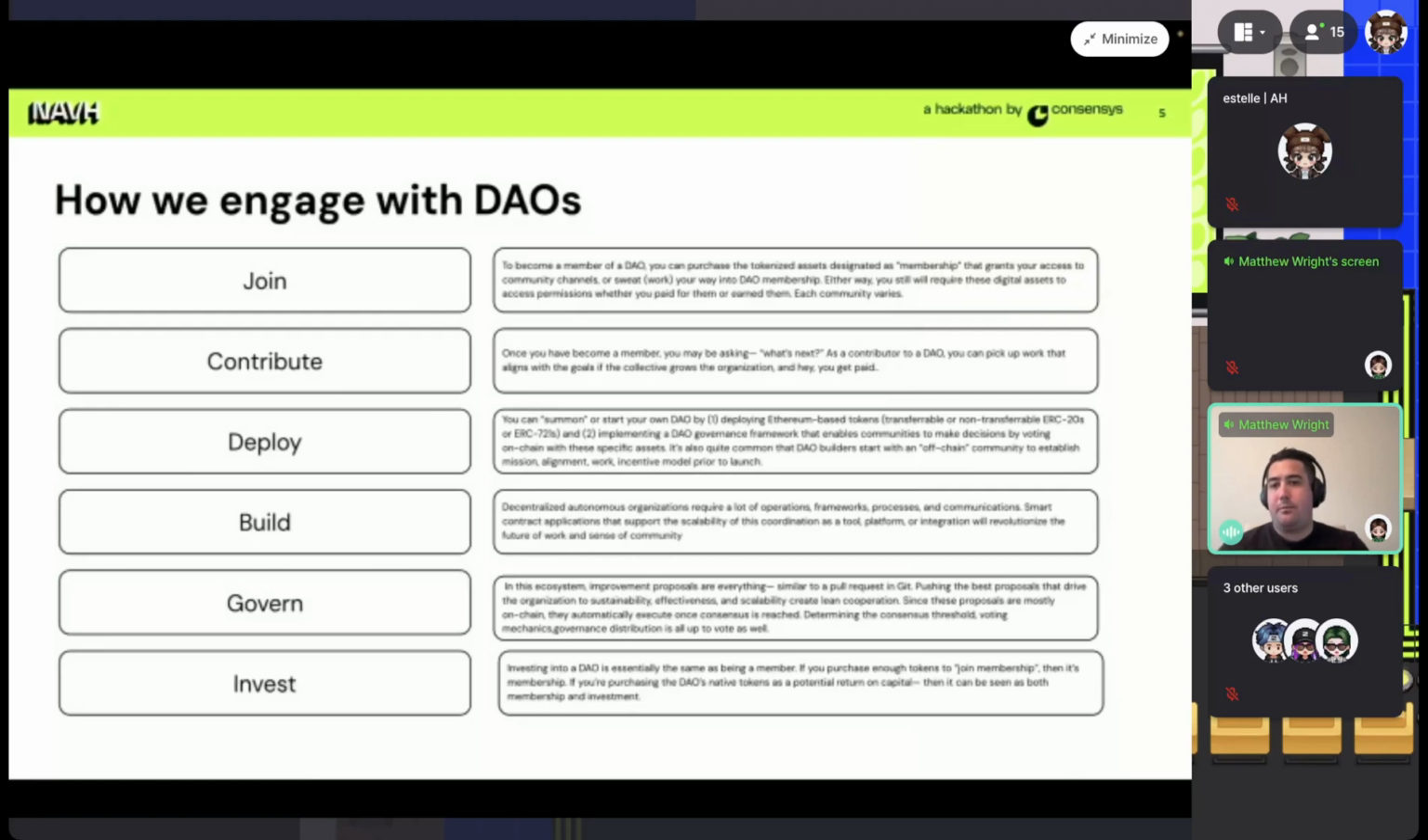Deploy. So say you think DAOs are really cool, you want to start your own DAO. It's very easy to do with smart contracts. It's very hard to do with running an organization or running a community. If you're going to deploy, you can use a couple of frameworks that I'll show later on. The most popular is OpenZeppelin Governor contracts. You can also use DAOhaus, which uses Moloch V2 and V3 contracts. These are the most de facto ways to go launch DAOs.